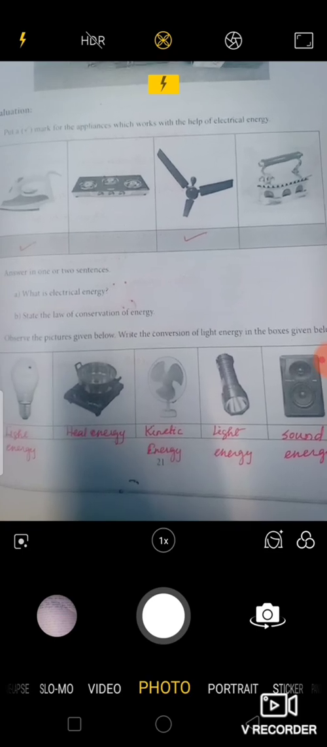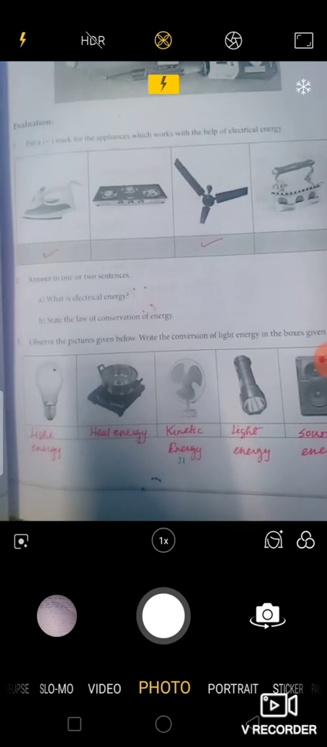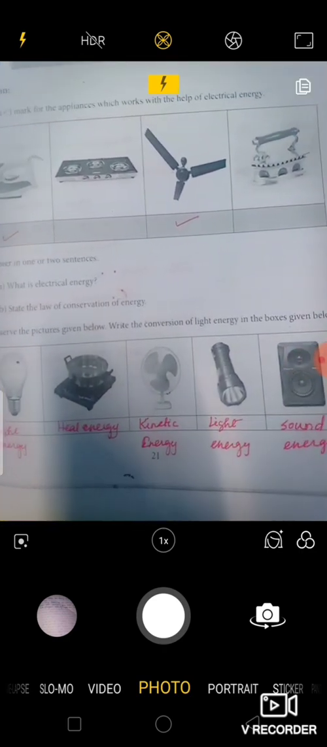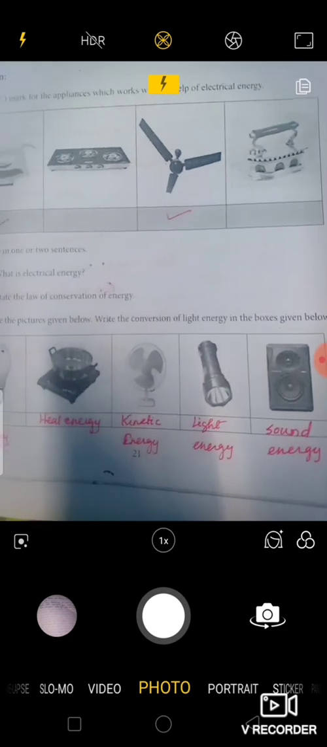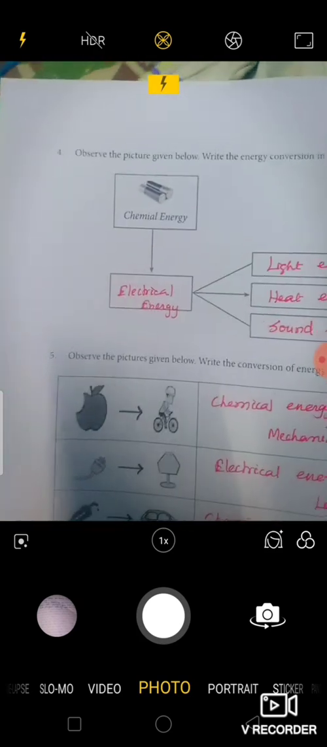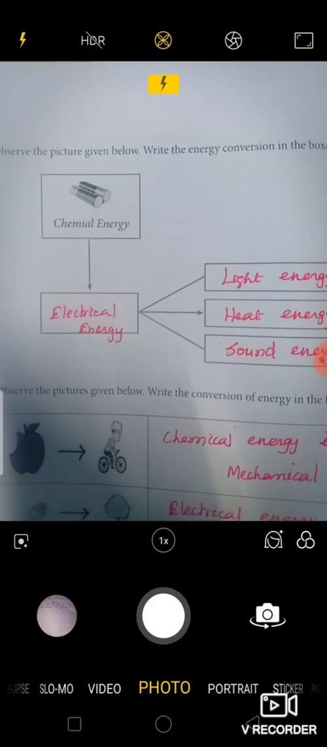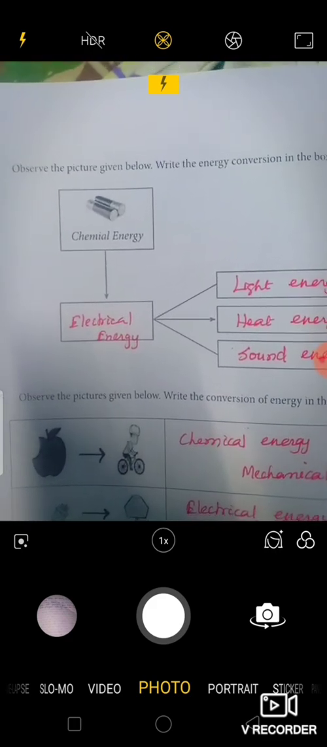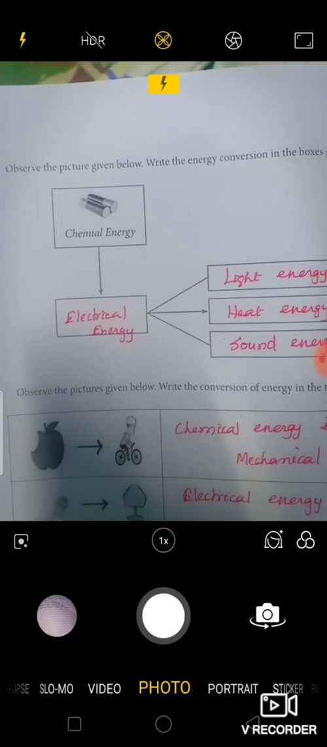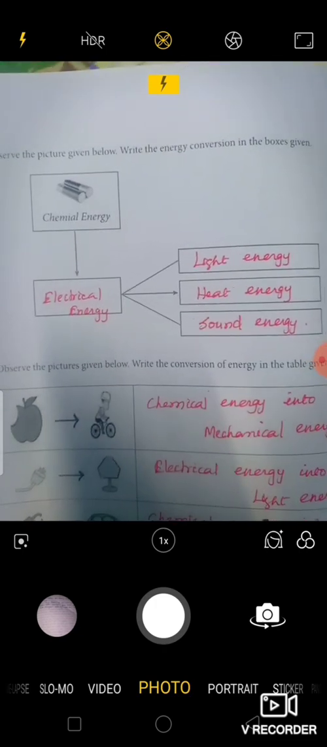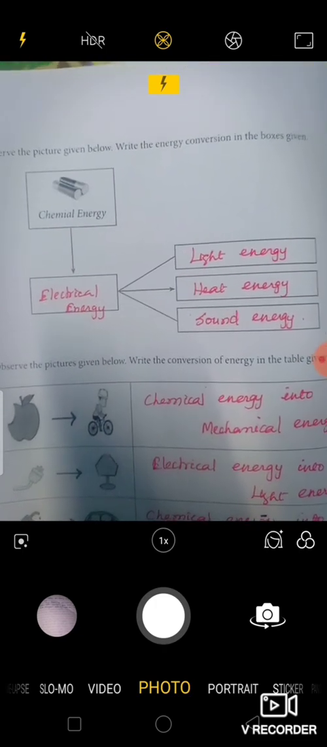Observe the picture given below and write what kind of energy they will possess. The first one is light energy, second one is heat energy, third one is kinetic energy, fourth one is light energy, and the fifth one is sound energy. So the answer for the fourth one. They have given a battery in this picture. So it will have chemical energy. Using chemical energy, we will convert the chemical energy into electrical energy. That electrical energy can be used as light energy, heat and sound energy.